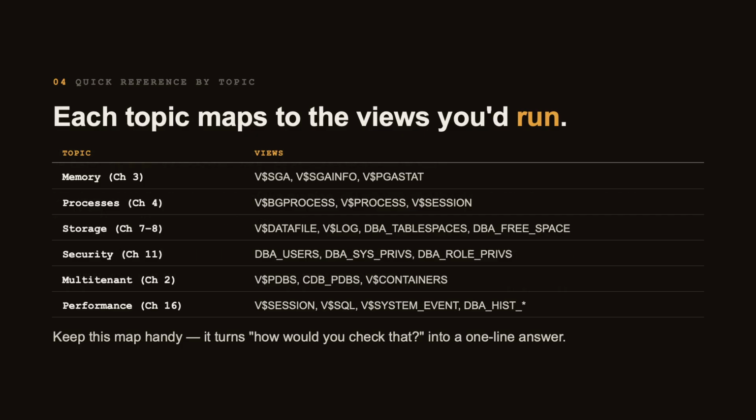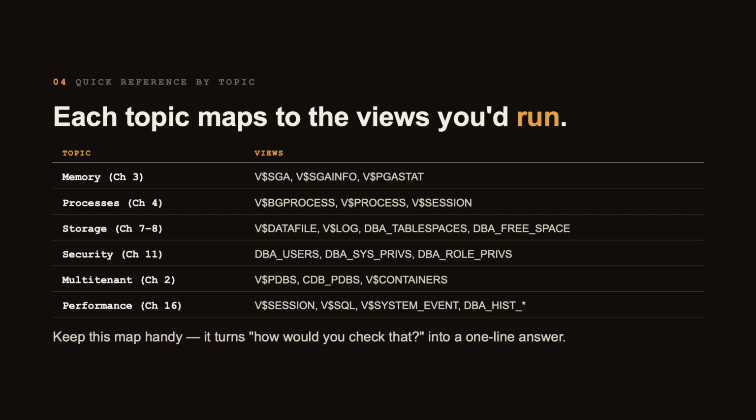This slide is one to screenshot because it maps each study topic to the views you'd actually run. Memory questions: $SGA, $SGAINFO, and $PGASTAT. Background processes: $BGPROCESS and $SESSION. Storage: $DATAFILE and $LOG for the physical files, DBA_TABLESPACES and DBA_FREE_SPACE for space. Security: DBA_USERS, DBA_SYS_PRIVS, DBA_ROLE_PRIVS. Multi-tenant: $PDBS, CDB_PDBS, $CONTAINERS. Performance: $SESSION, $SQL, $SYSTEM_EVENT, and the DBA_HIST history views.